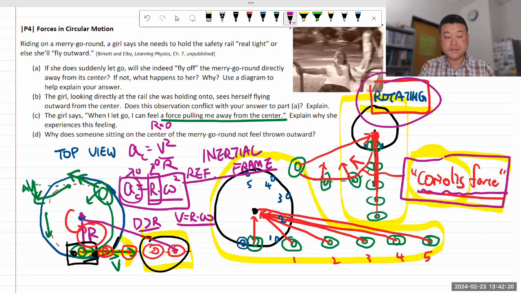So someone sitting in the center, there's no centripetal force needed, meaning they don't have to hold on to anything to stay in the same place. That's why they don't feel thrown outward, they don't feel moved around, because they're not having to hold on to anything to maintain their place.